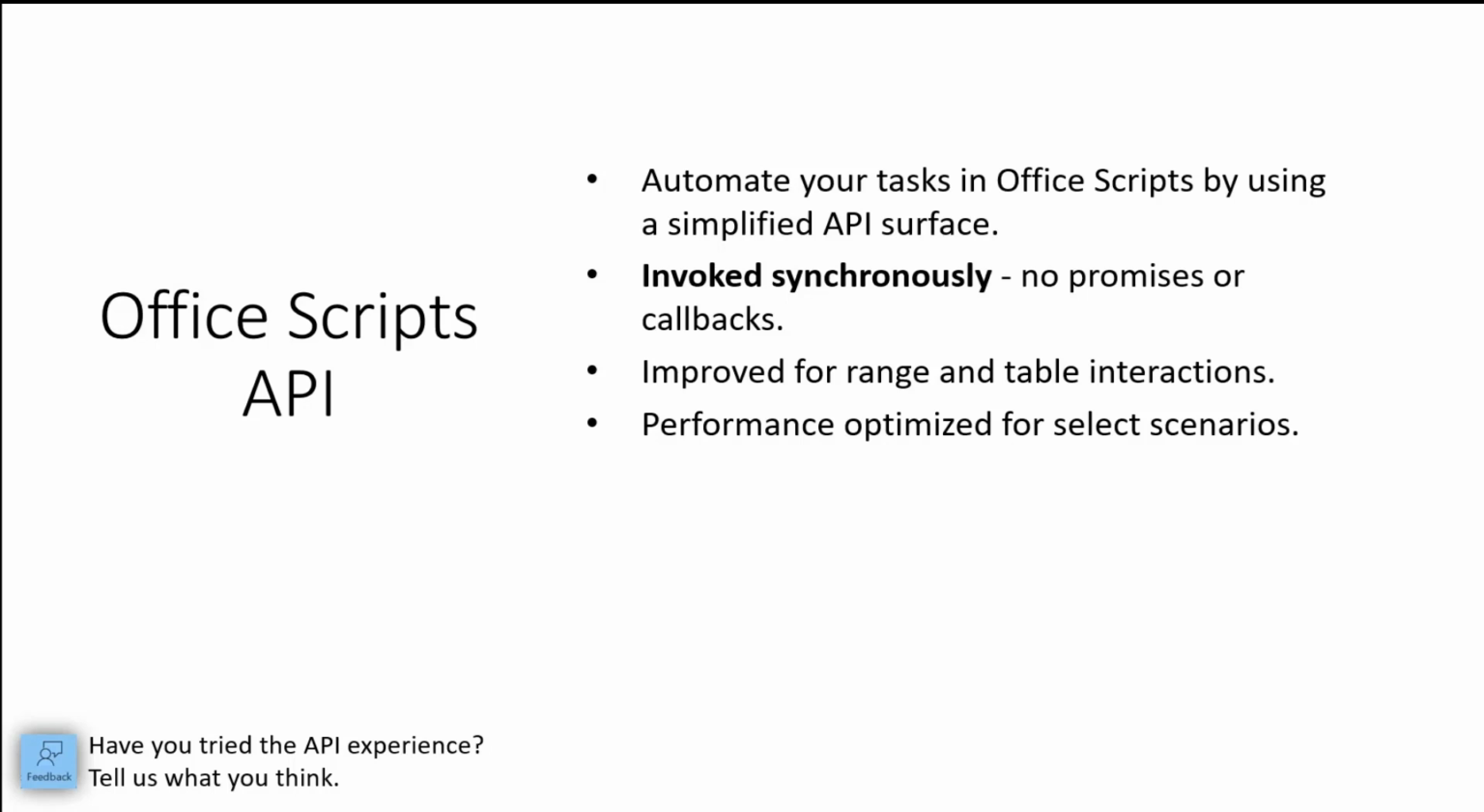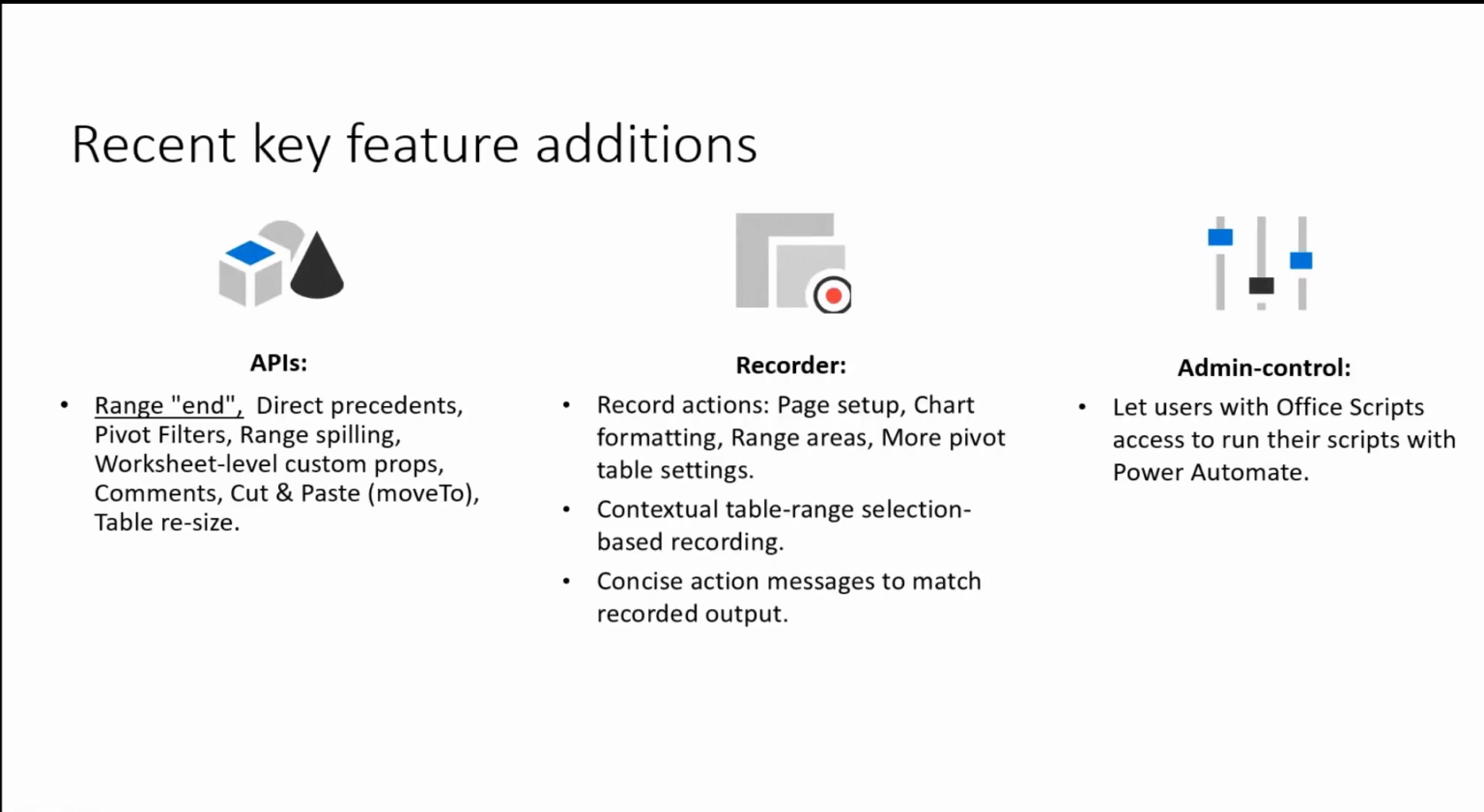So we made it really easy for APIs to be consumed. In terms of the key features, first is the APIs. We've continually been adding new APIs, and we'll continue to do so. Recent additions are like Range Edge, which is able to detect your keyboard movement, control key movement, range spilling, cut and paste that you just saw, and table resize. So this is, again, a journey that we are on.